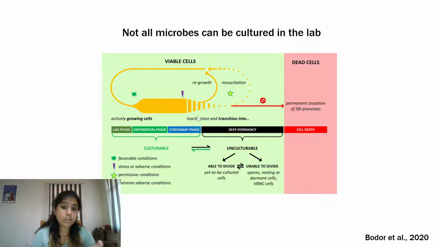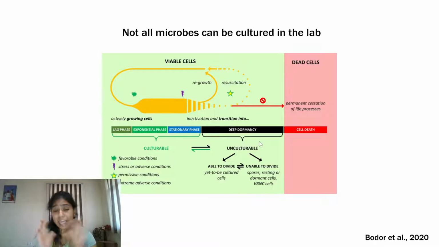But that's not what happens for all types of cells. All microbes can't be resuscitated or start regrowing. Some of them permanently die, permanent cessation of life processes, that is, cell death happens in some of the cases. So all of this process is for a bacteria or microbe that is culturable in the lab, that can take up sugar or energy from the laboratory sources and can grow under laboratory conditions.